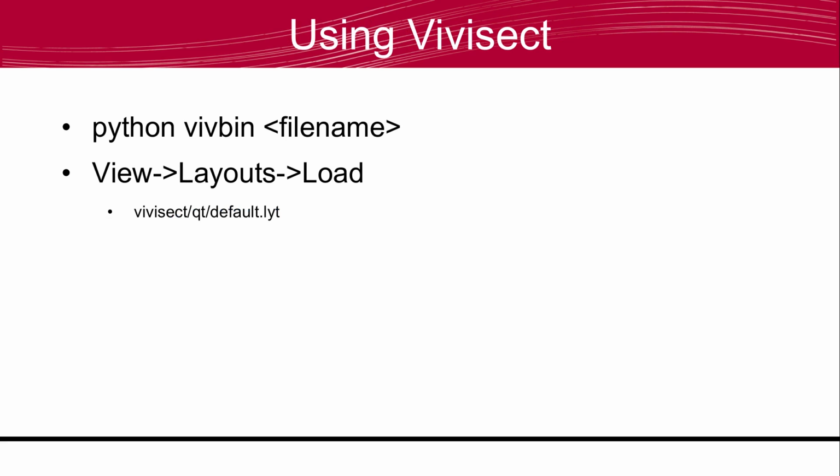In order to use Vivisect, and this is the Vivisect tool, not the suite, you're going to run Python vivbin and then the file name that you want to analyze. And then usually you're going to want to load the default view using the view menu and then layouts and load, and browse to your Vivisect installation directory and select the Qt and default layout.